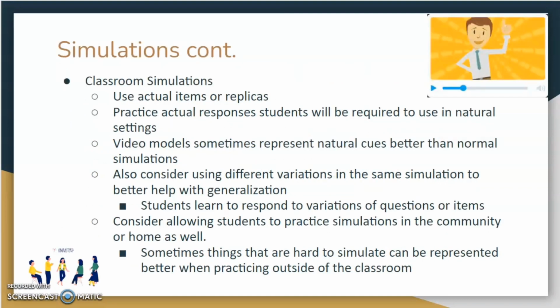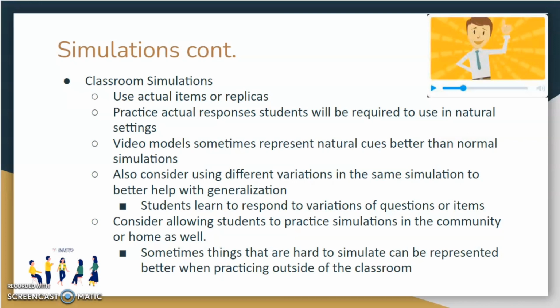Some other important information about classroom simulations is that you should use the actual items, and if you can't get the actual items, it's okay to use replicas. This is to better help students familiarize and generalize what they're using, and to get a feeling for the size and whatnot of the items.